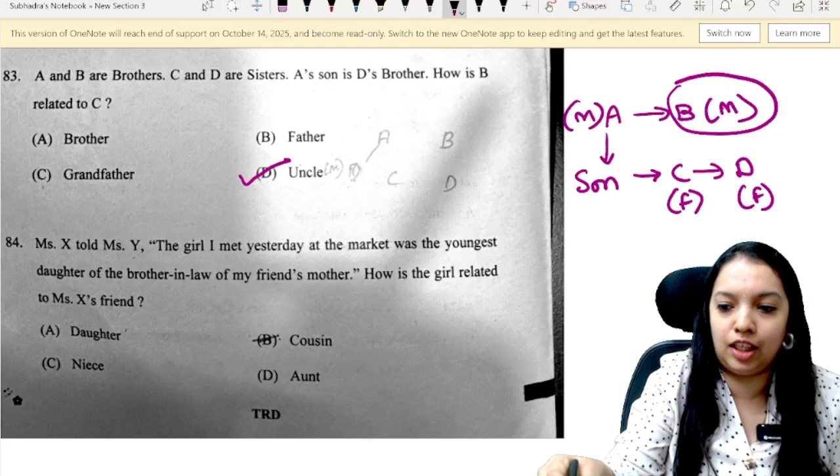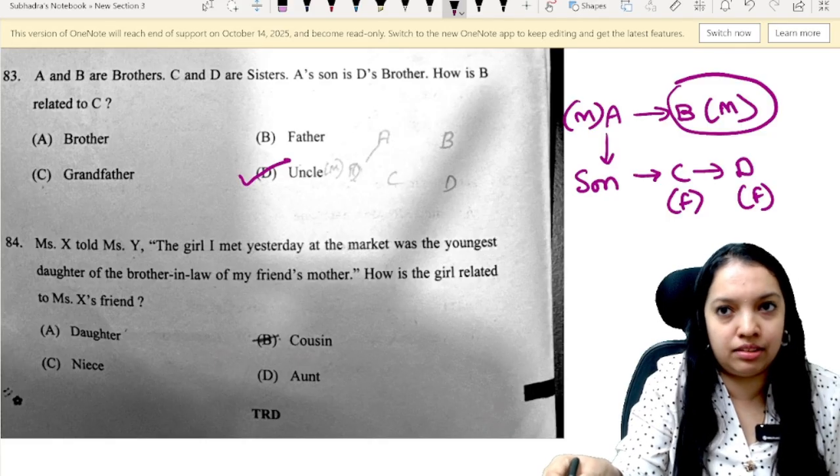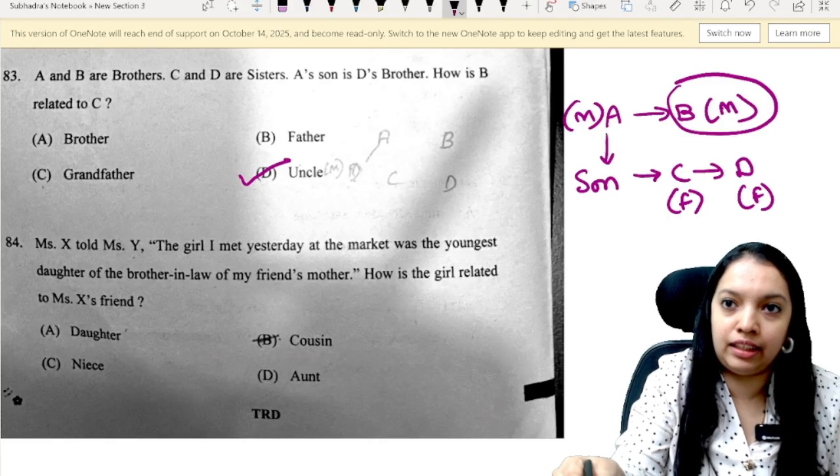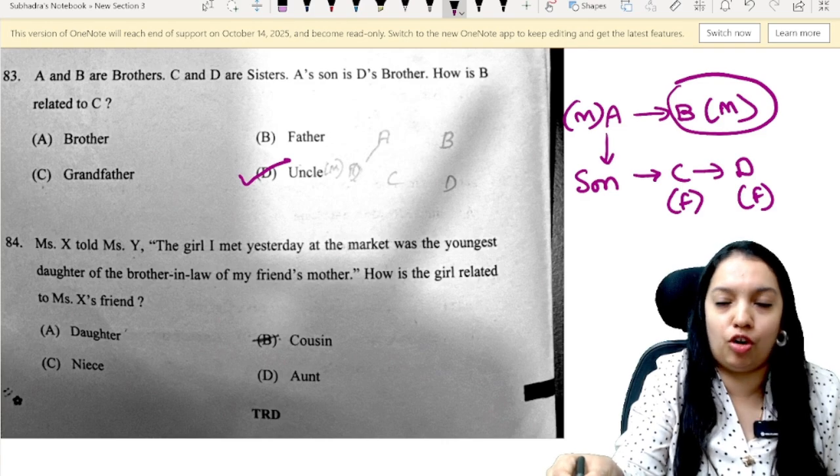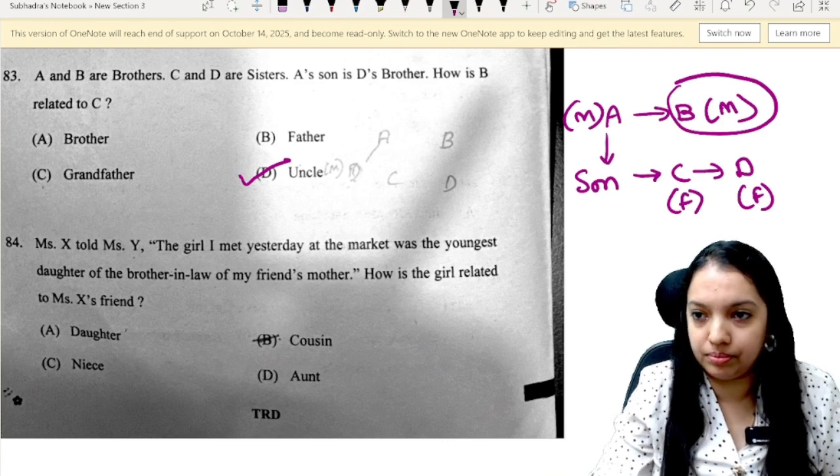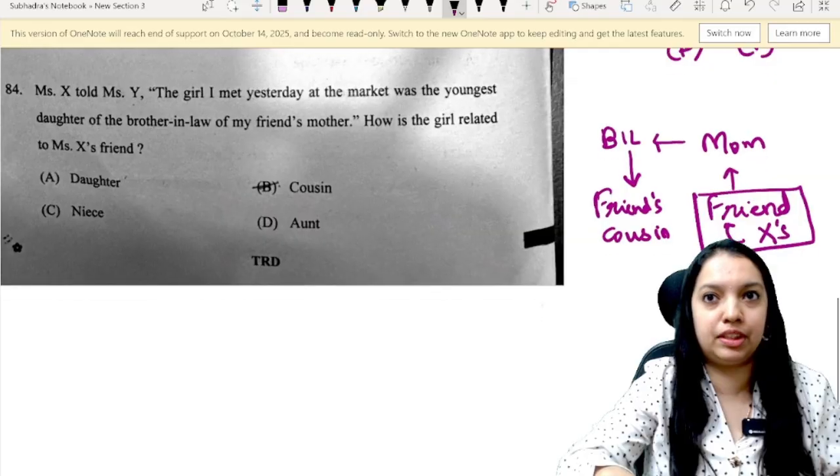Answer is uncle. How is B related? Basically, there are 3 children of A, and C is the nephew or niece of B. Next, reverse work out the question.